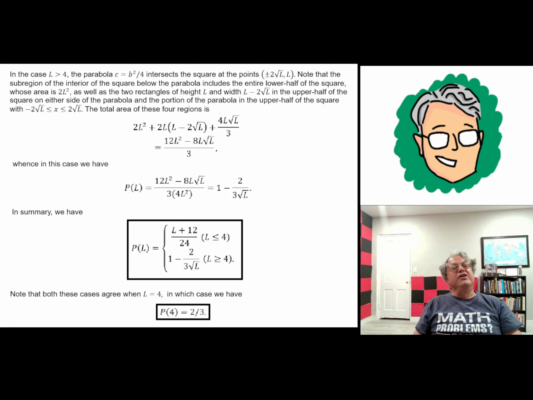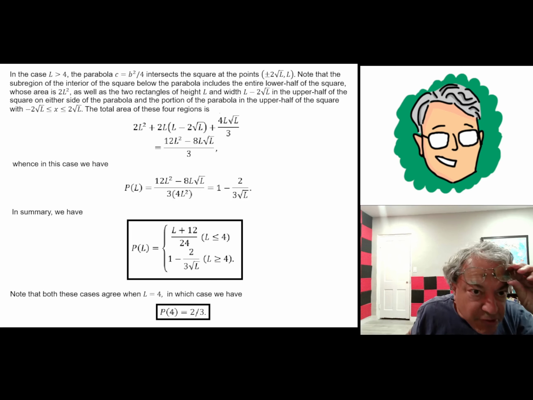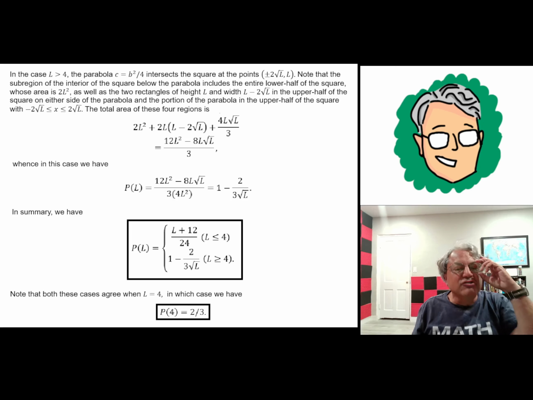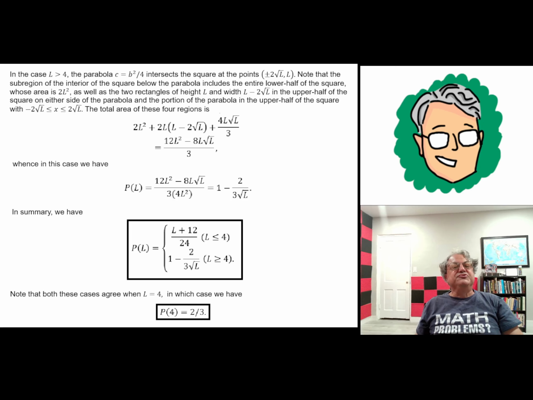So if you add all these factors together and simplify, you get 12L squared minus 8L times the square root of L, all over 3. And that's the total area we want. Now we still have to get P of L, so we divide that by 4L squared, the area of the square. If you do that and simplify, you get 1 minus the fraction 2 over 3 times the square root of L. So that's the second formula you get.